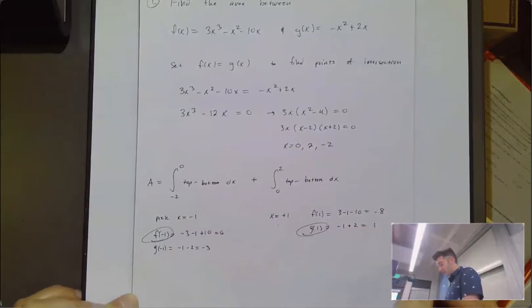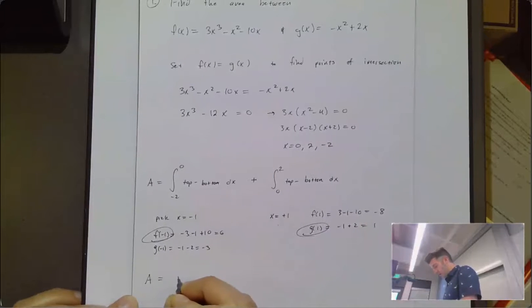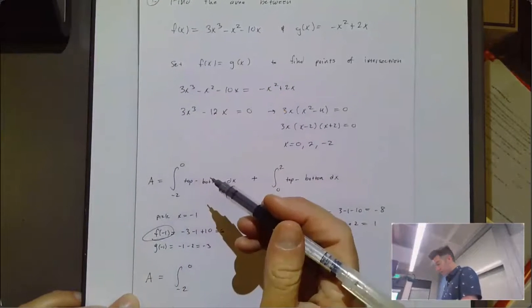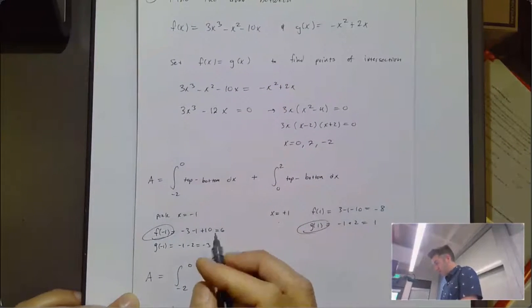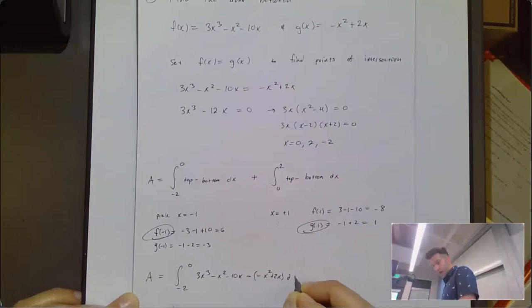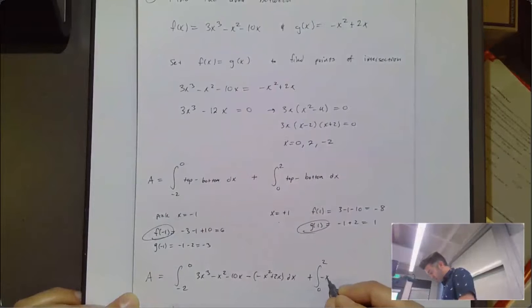So if I'm setting up this integral, the area is going to equal the integral from negative 2 to 0 of the top function minus the bottom function. So it's going to be f of x minus g of x: 3x cubed minus x squared minus 10x minus negative x squared plus 2x dx, plus the integral from 0 to 2 of g of x minus f of x. So negative x squared plus 2x minus 3x cubed minus x squared minus 10x dx.